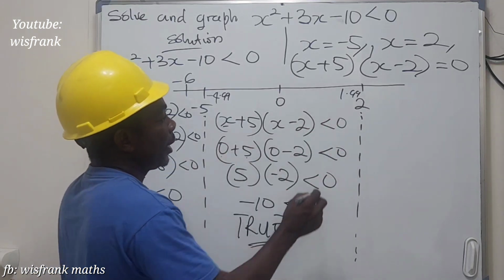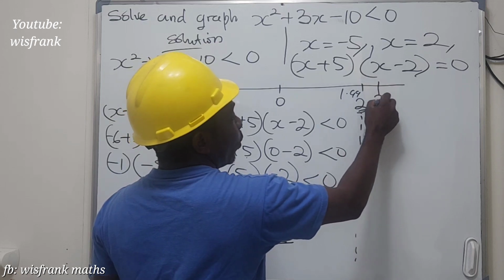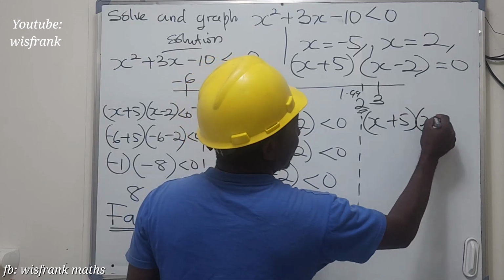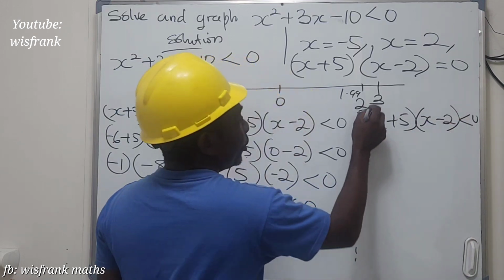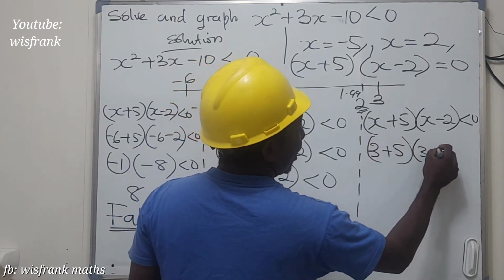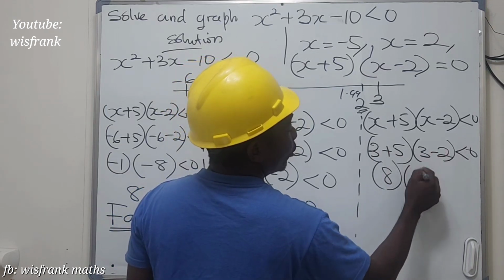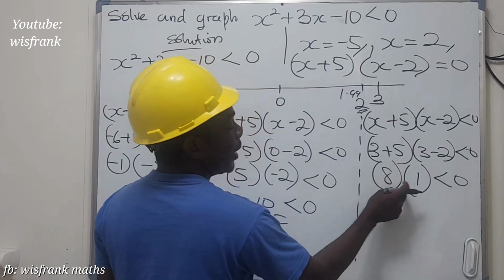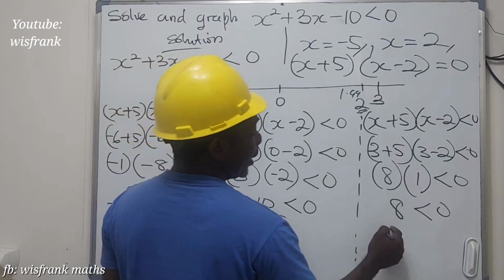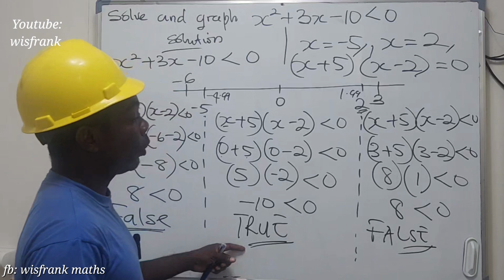So for this other side, 2, as we said, is not inclusive. So the next one we are going to take is 3. So we have our inequality here, x plus 5 times x minus 2 is less than 0. In this case, we put 3 plus 5 times 3 minus 2 is less than 0. Here will be 8 times 3 minus 2, which is 1, is less than 0. 8 times 1 is 8. Is 8 less than 0? No. So here, the statement is false. So we have a false statement here of this inequality.